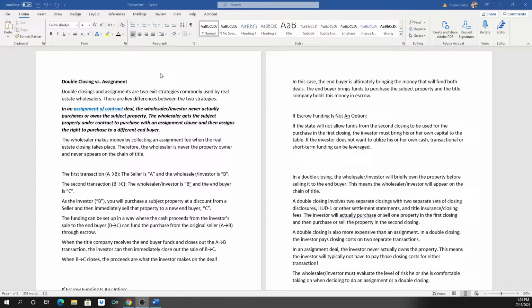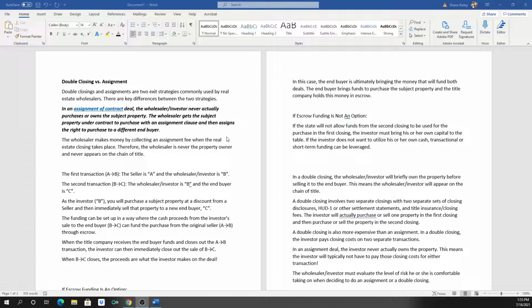All right, so like I said, we're going to talk about assignment and then briefly talk about double closings. Double closings and assignments are the two exit strategies for a wholesaler to make money. Key difference in an assignment of contract: the wholesaler, which is you, never actually purchases or owns the subject property. You get the contract put together, and part of your real estate contract from your state already has an assignment clause written in there.